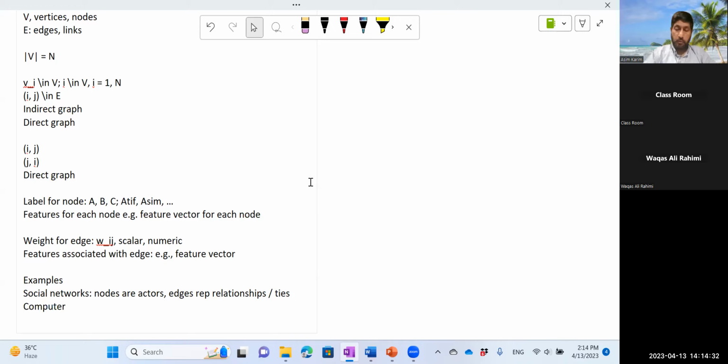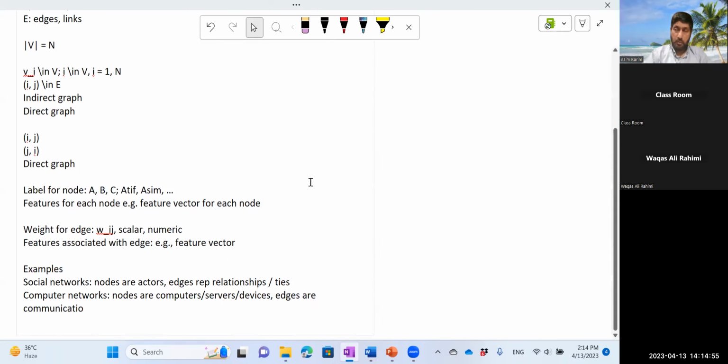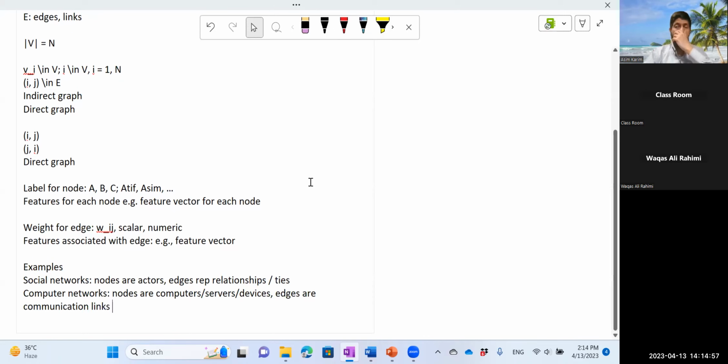Then computer networks. Again, these are graphs. Nodes are computers, servers, or devices, IoT devices, and edges are basically communication links. Those computers can communicate through those links, so they are connected. The World Wide Web is a computer network. You have servers that have pages on them, and you have clients that connect to them and retrieve pages from them.